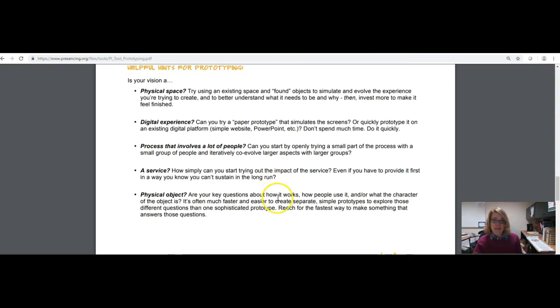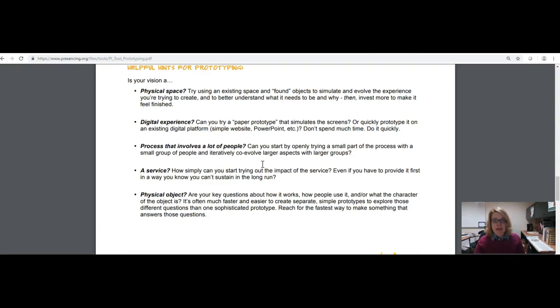He offers you some helpful hints for prototyping. Is your vision a physical space? I know some of you have this vision of a physical space. Is it perhaps a digital experience? So therefore, he says maybe you try a paper prototype that simulates the screens, or maybe you quickly prototype it on a digital platform, a sample website, etc.